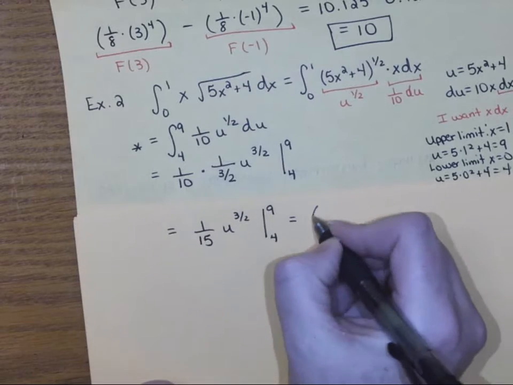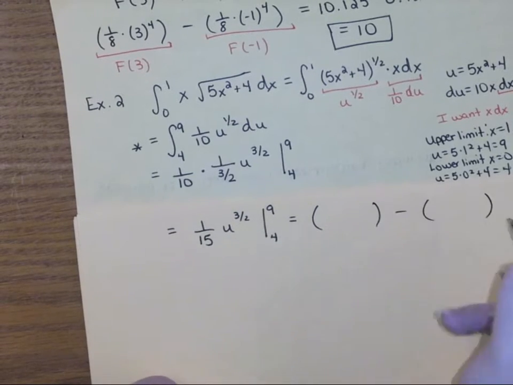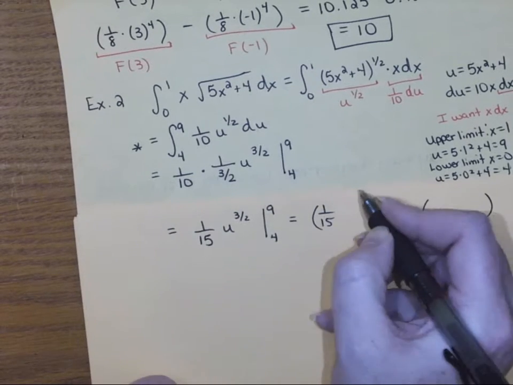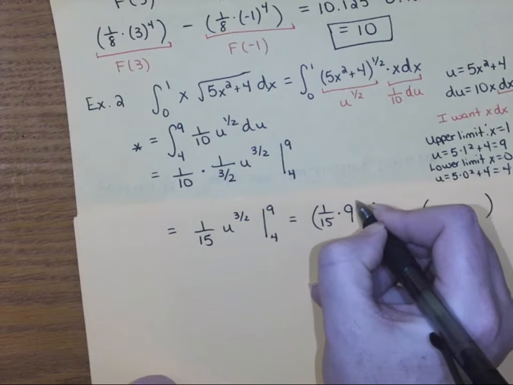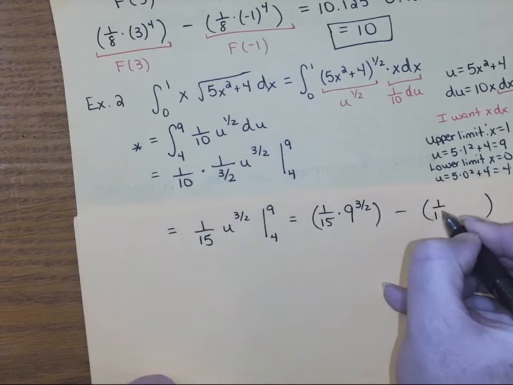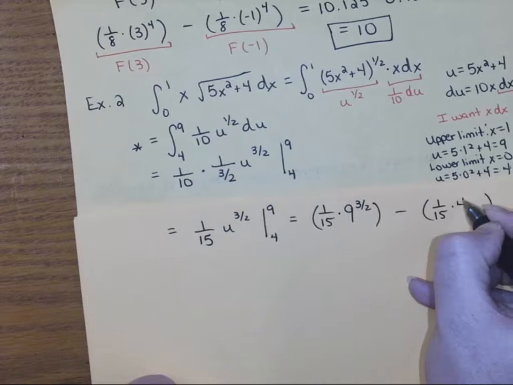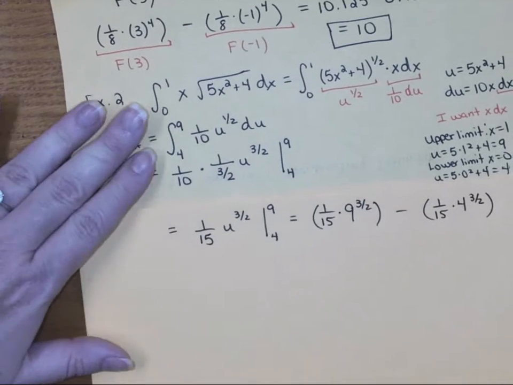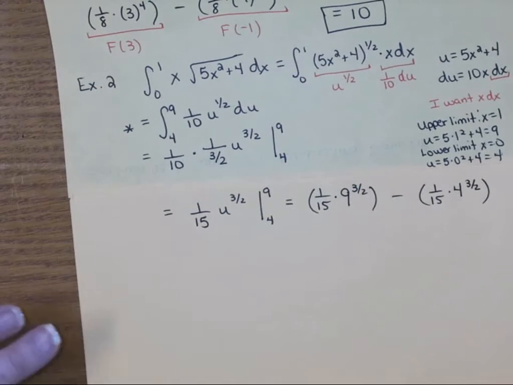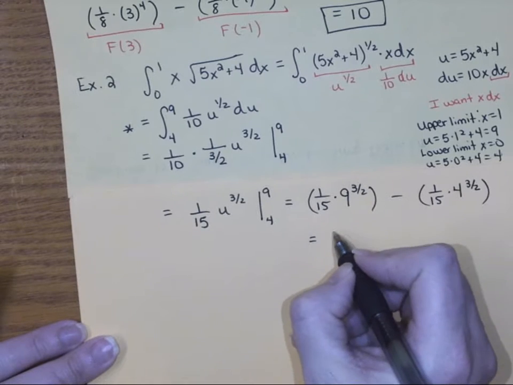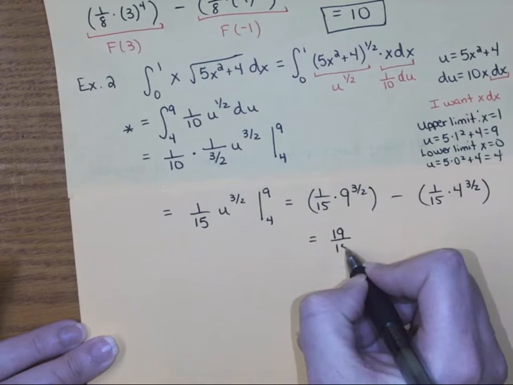So we need to do one minus the other, right? So plug in the first one, 1 over 15 times 9 to the 3/2, and then this one would be 1 over 15 times 4 to the 3/2. Okay, those are exponents. So if you work that out on your calculator, you're going to get 19 over 15.